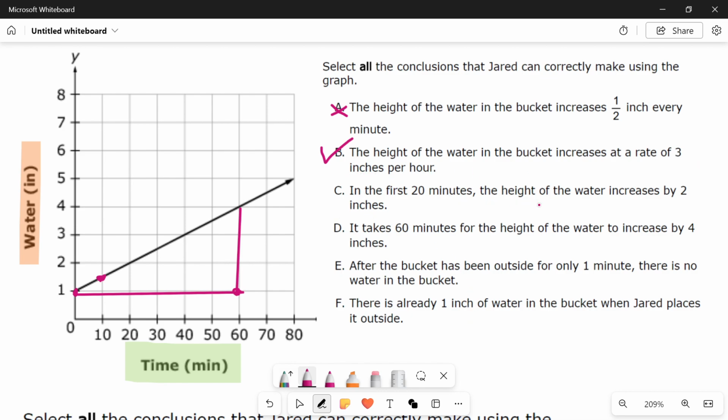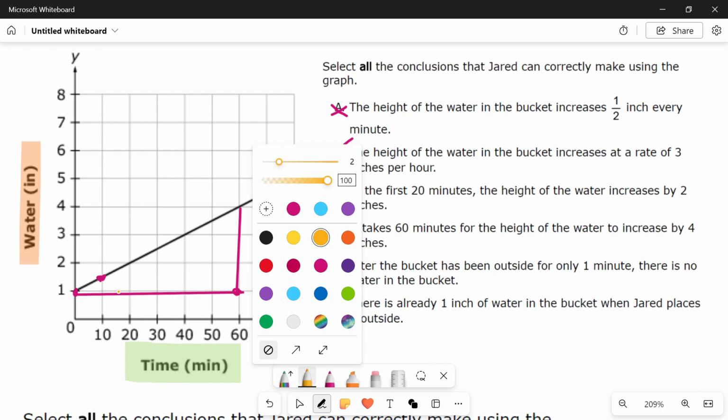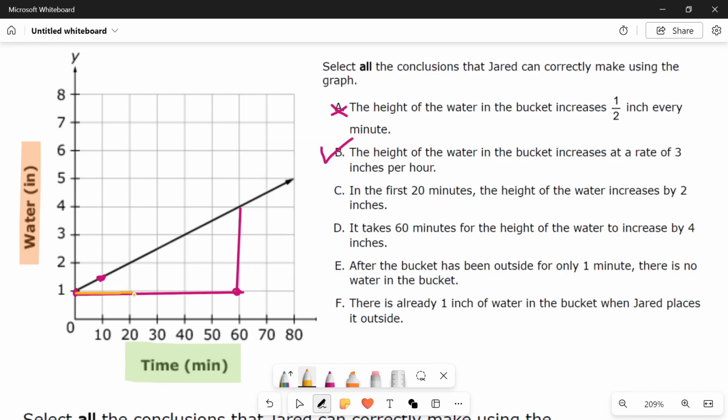In the first 20 minutes, the height of the water increased by 2 inches. So let's pick a different color here. And let's just go the first 20 minutes, which is just until here. Okay. Did it go up 2 inches? It is now at 2 inches, but it started out at 1. So it really only went up 1 inch. So I don't like that one. I would cross that one out because I don't think it increased by 2. It increased to 2 from 1, but that was an increase of only 1 inch. It only went up 1 inch.